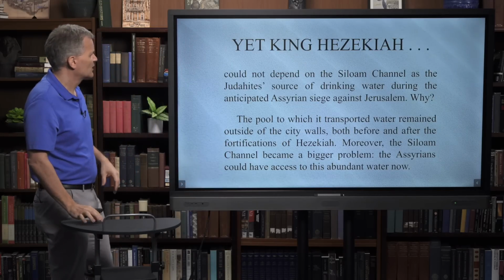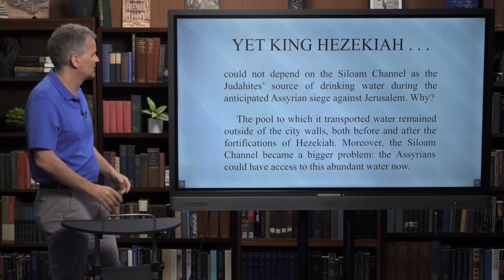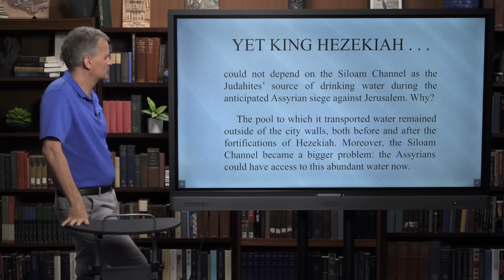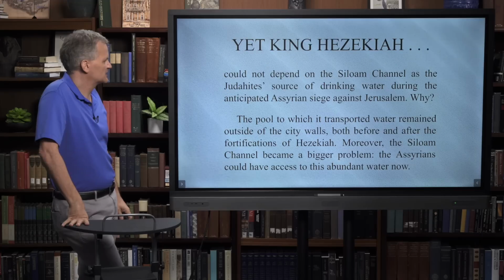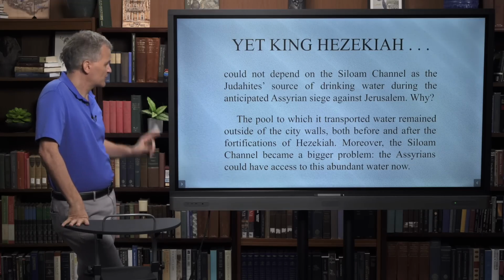So Hezekiah could not depend on the Siloam Channel as the Judahites' source of drinking water during the anticipated siege against Jerusalem. And here's the reason.